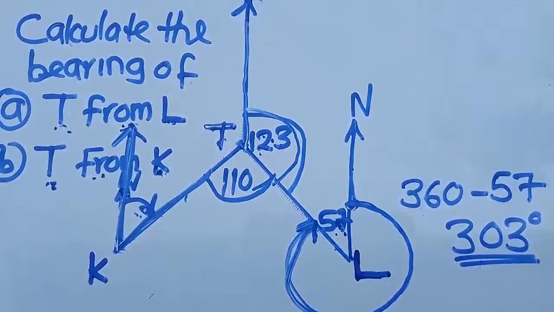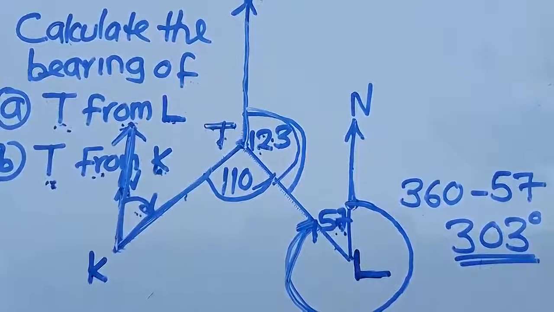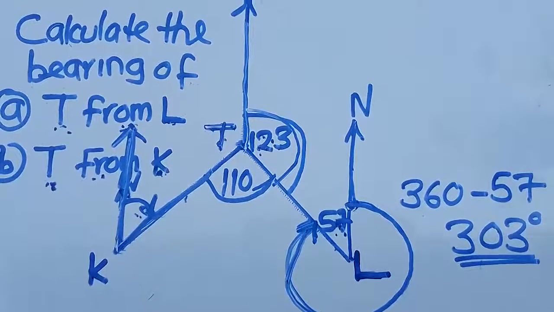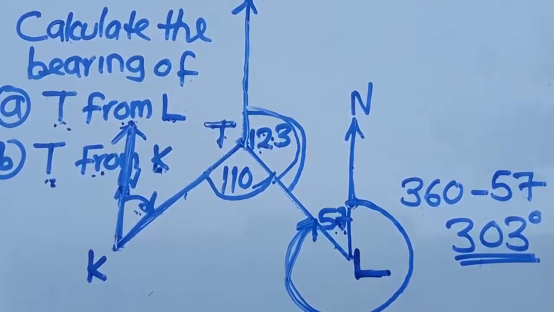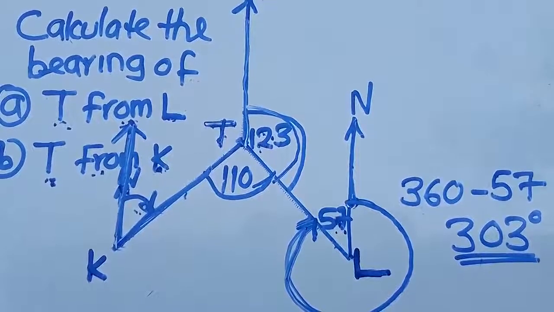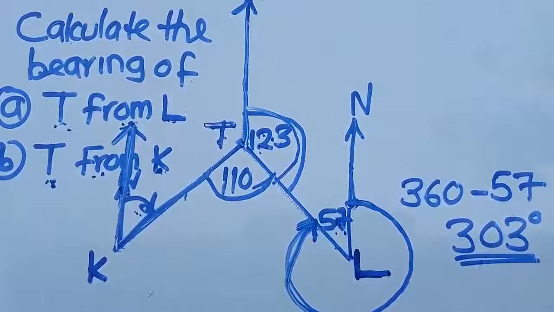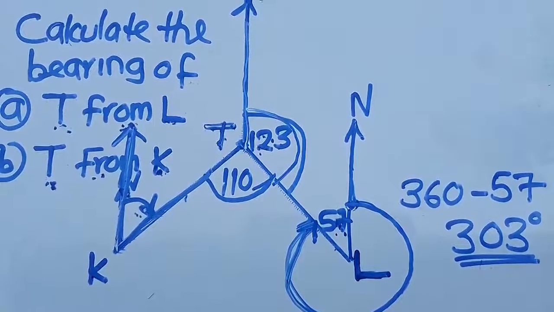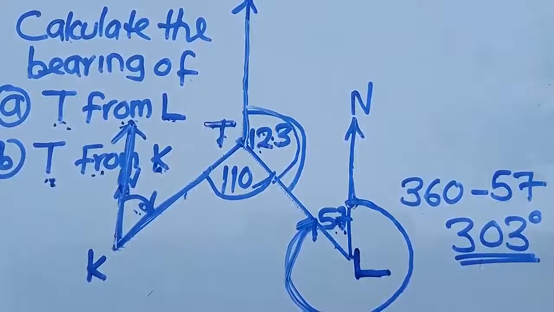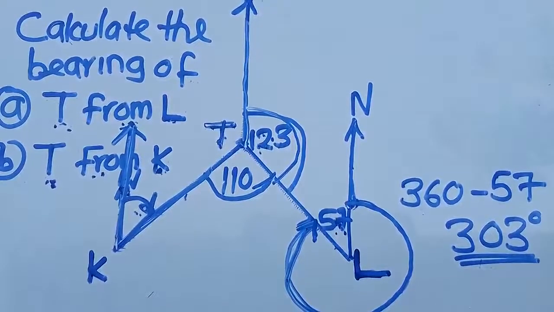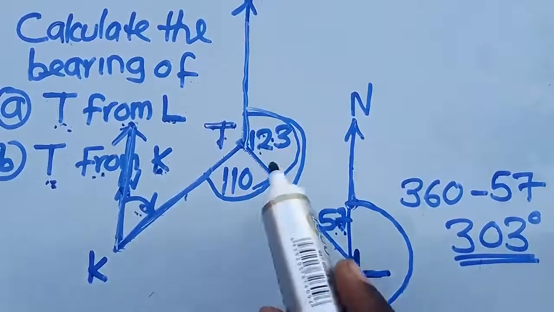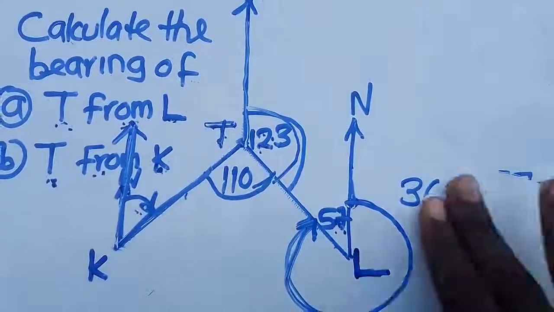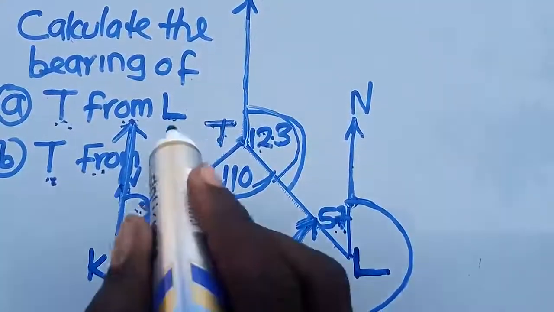So let's make sure that we know all these procedures that I'm telling you. Let's make sure that we get the concept. The main thing here is to understand the concept. When you just understand the concept, then everything will be very easy. So this was the first answer. 303 was for that one.